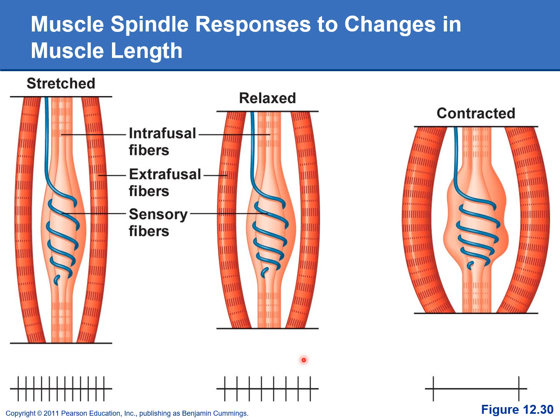So when the muscle is relaxed, it sends a medium frequency of action potentials to the brain. But when the skeletal muscle contracts, then the muscle spindle sends fewer action potentials to the brain. And if the skeletal muscle is stretched, then it sends a lot of action potentials to the brain. So the brain can tell the length of the muscle just by looking at the frequency of action potentials coming in from the muscle spindles.